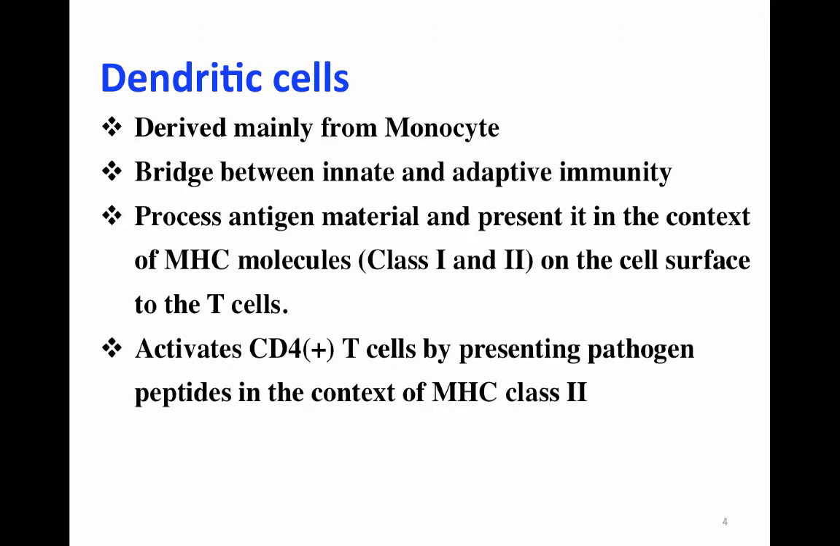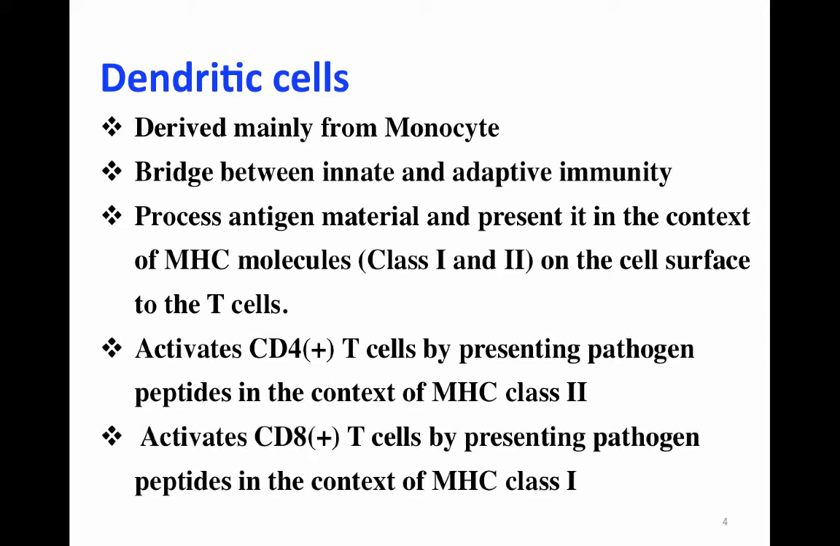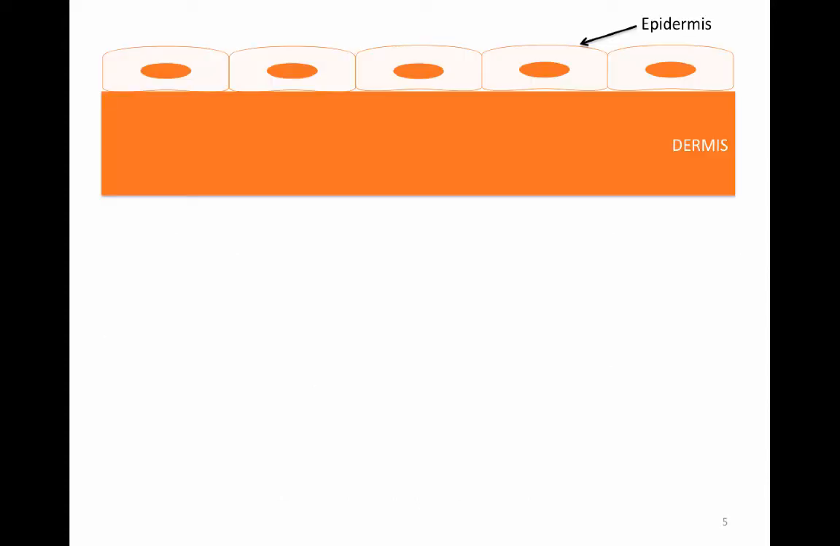Dendritic cells activate CD4 positive T cells by presenting pathogen peptides in the context of MHC class 2. Similarly, dendritic cells activate CD8 positive T cells by presenting pathogen peptides in the context of MHC class 1.